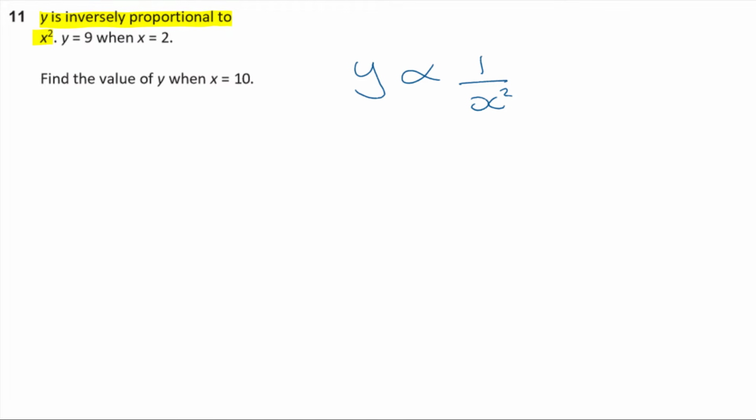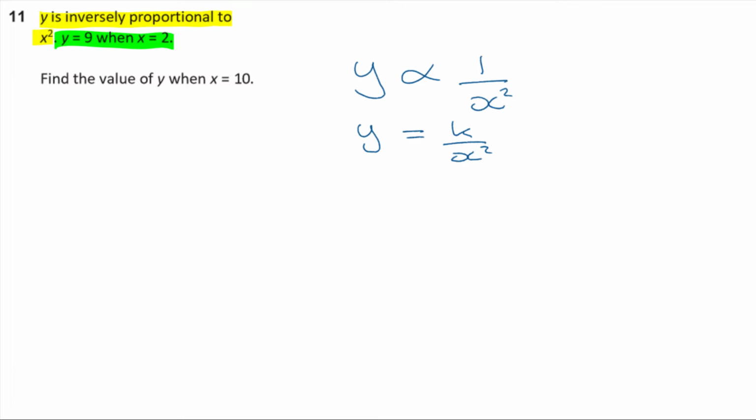Once we can form the proportion like that, then we can replace the symbol of proportionality, the little fishy symbol, with equals k. So that becomes y equals k over x squared. So we've got a partial equation in y and x now. We just need to evaluate what k is, and that's what this pair of values is here for, to help us evaluate that constant of proportionality.